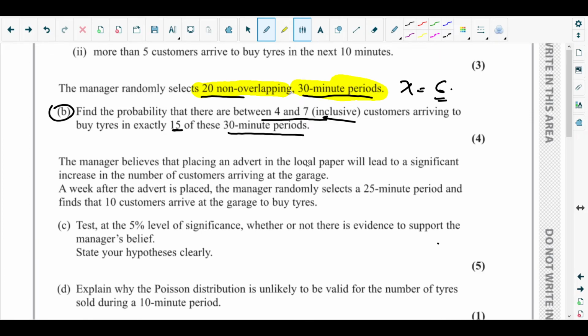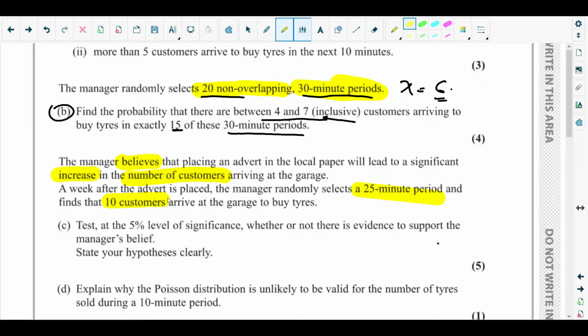What's next? Part C. The manager believes that placing an advert in the local paper will lead to a significant increase in the number of customers arriving at the garage. A week after the advert is placed, the manager randomly selects a 25-minute period and finds that 10 customers arrive at the garage to buy tires.